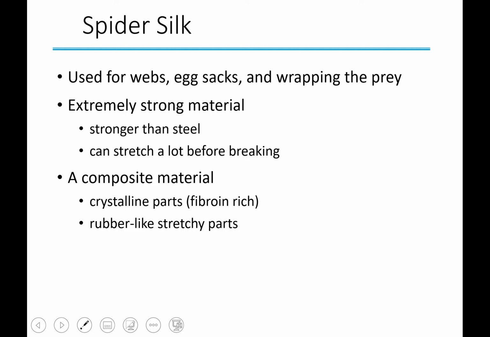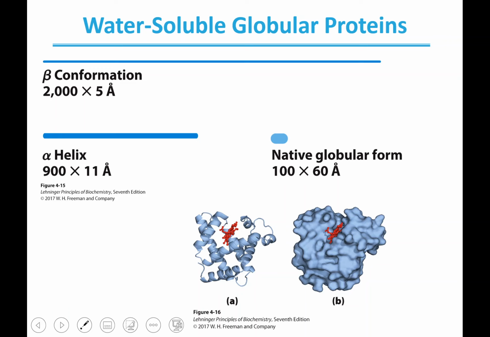And spider silk isn't just the fibroin protein, it's actually a composite material. It has a crystalline part, which is very rich in the fibroin protein, and then there are other rubber-like stretchy parts to it. So spider silk is really an example of a composite material. Okay, so that's fibrous proteins.